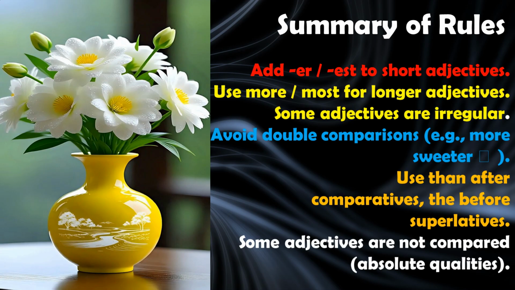Next, we should avoid double comparisons. So, we should not say more sweeter or most happiest. That is incorrect. Also, remember the grammar rule, we use than after comparatives and the before superlatives. For example, taller than and the tallest. Finally, some adjectives show absolute qualities like perfect or unique. So, they are generally not compared. These are the main rules, simple, clear, and very useful for correct English.